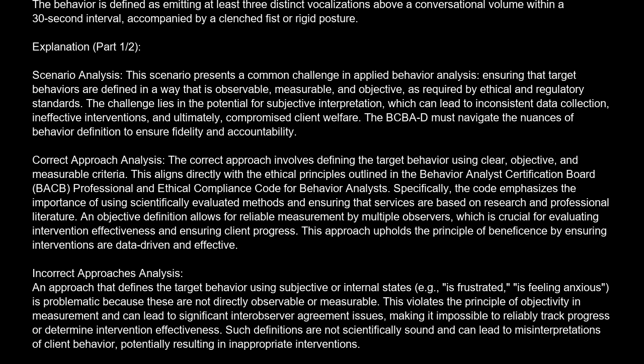Incorrect approach analysis. An approach that defines the target behavior using subjective or internal states, e.g., "is frustrated," "is feeling anxious," is problematic because these are not directly observable or measurable. This violates the principle of objectivity in measurement and can lead to significant inter-observer agreement issues, making it impossible to reliably track progress or determine intervention effectiveness. Such definitions are not scientifically sound and can lead to misinterpretations of client behavior, potentially resulting in inappropriate interventions.